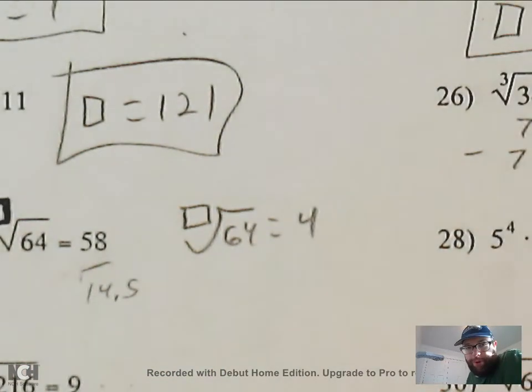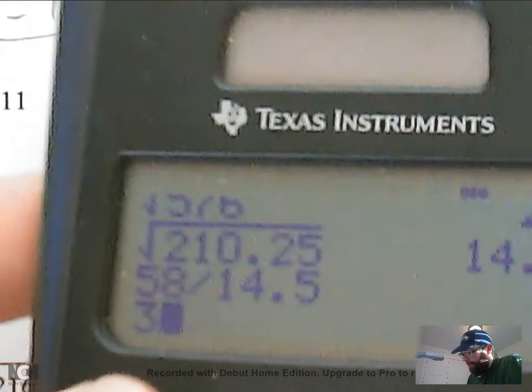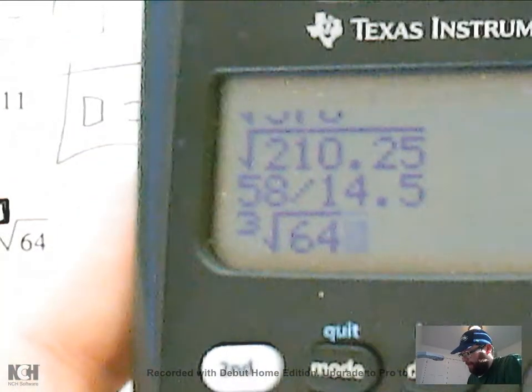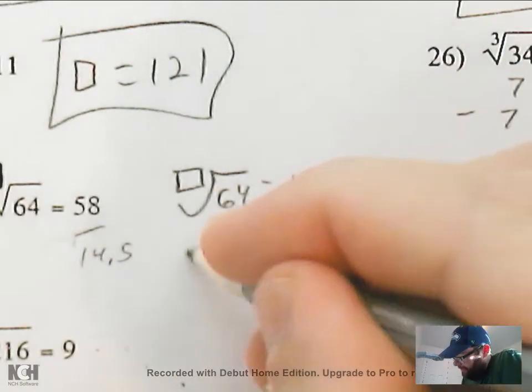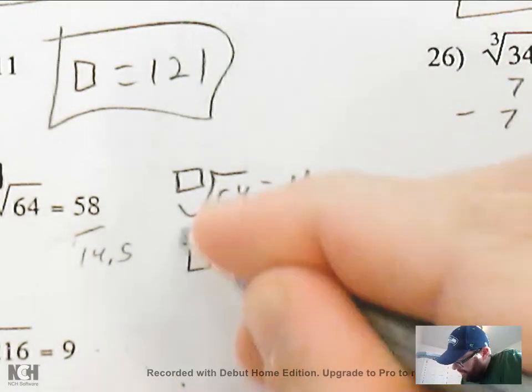Now, we should know that the square root of 16 is 4, so we know it's not going to be a square root. It's pretty obviously going to be a cube root. But we're going to double check it. Cube root of 64 is 4. So, yay! That means the box is a 3. Box is a 3. And that's my answer.